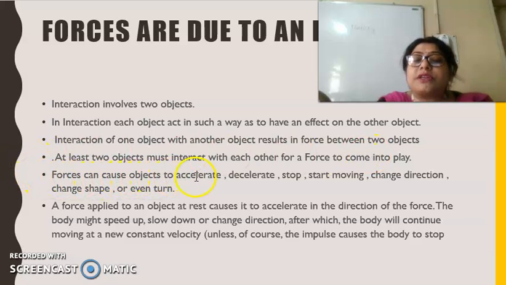Forces can cause an object to accelerate. Accelerate means it increases the speed.